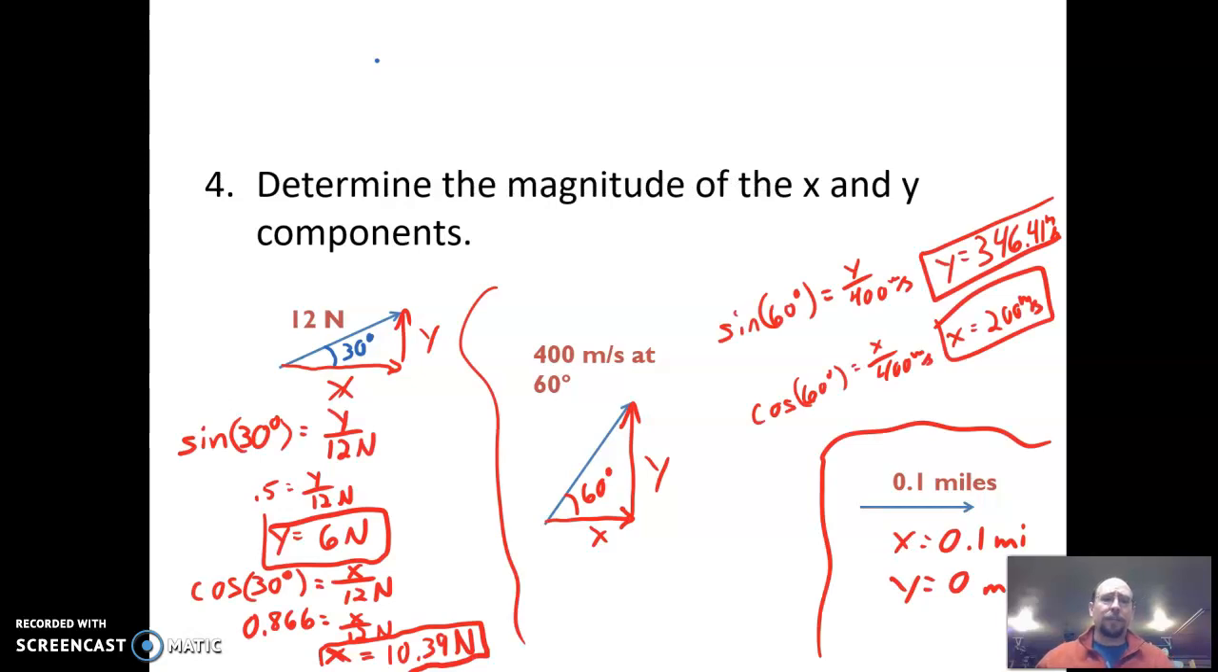When you solve out for the x and y components, the big thing is that cosine solves for x, sine solves for y. But if you need to set it up and solve for them, you really set them up the same way each time.